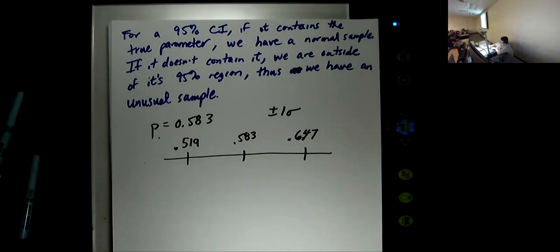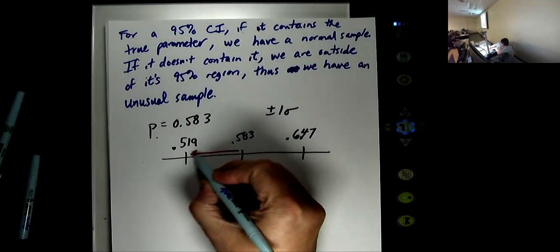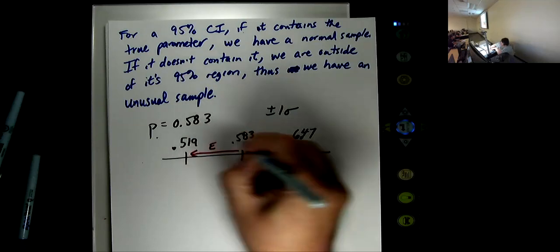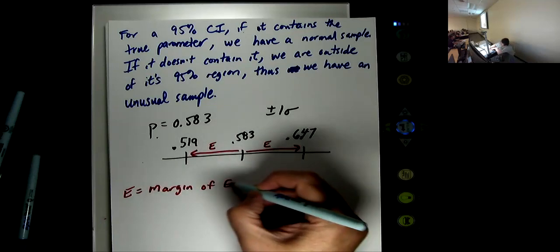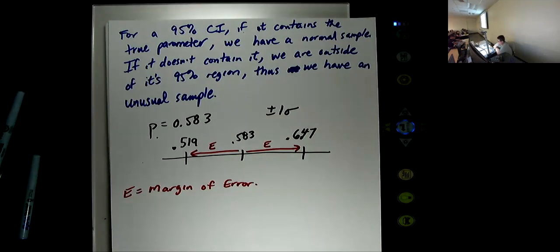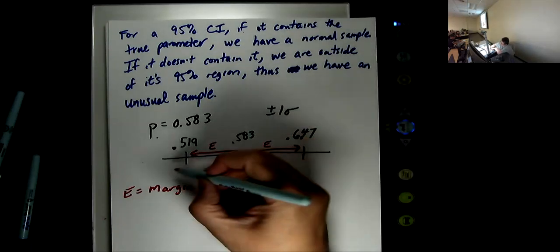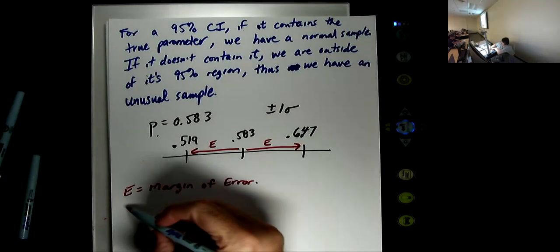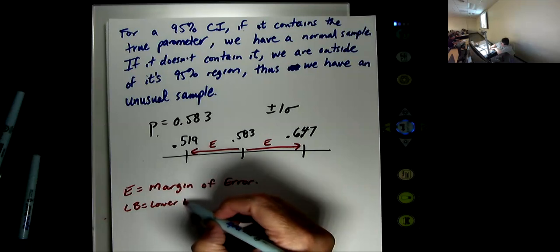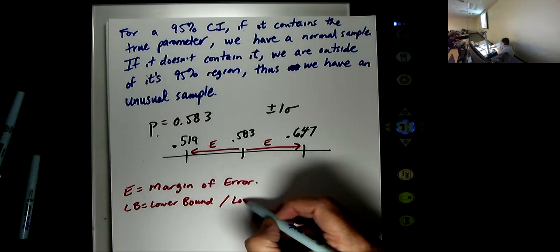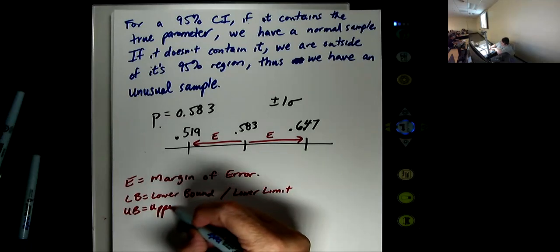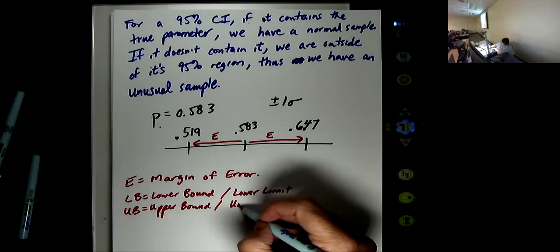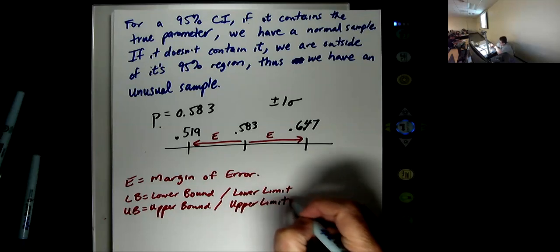So important things to know. This distance here and this distance here are identical. They're both called E. And E is the margin of error. Let me give some more names here. LB stands for lower bound, which the computer calls lower limit. And UB stands for upper bound, and the computer calls that upper limit.